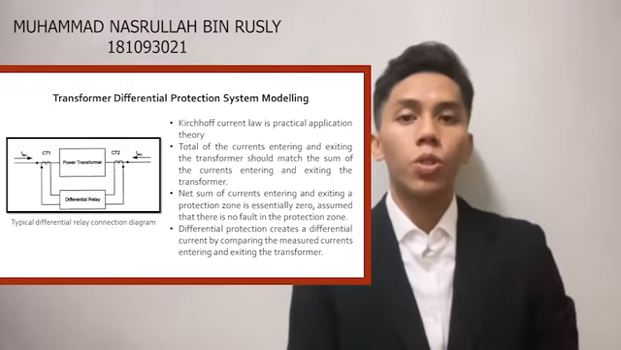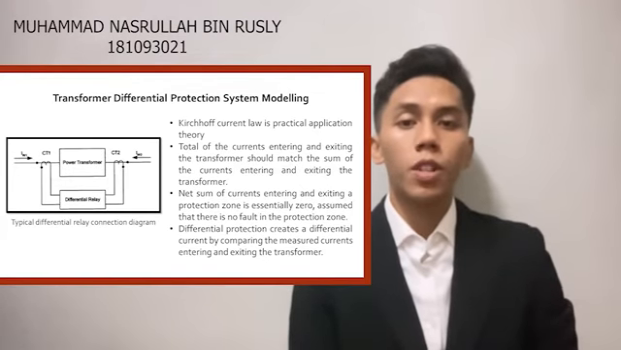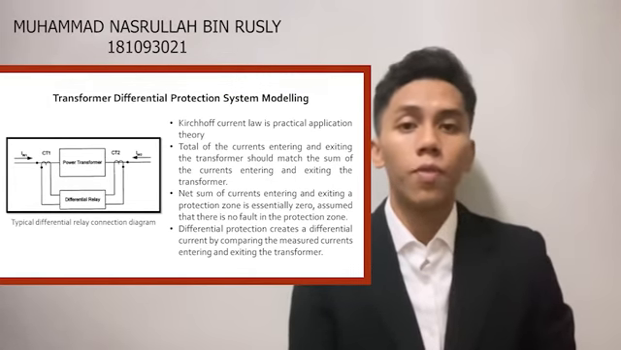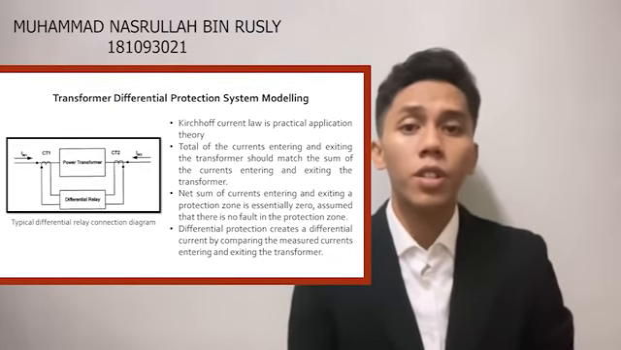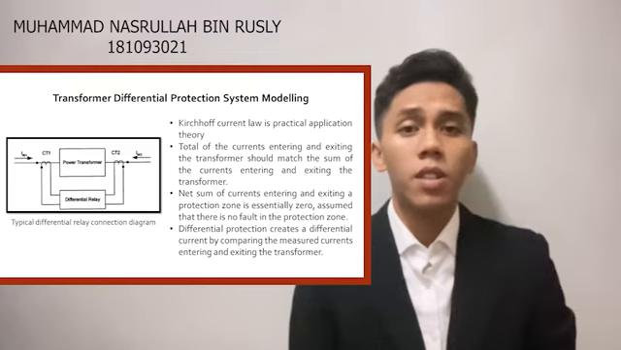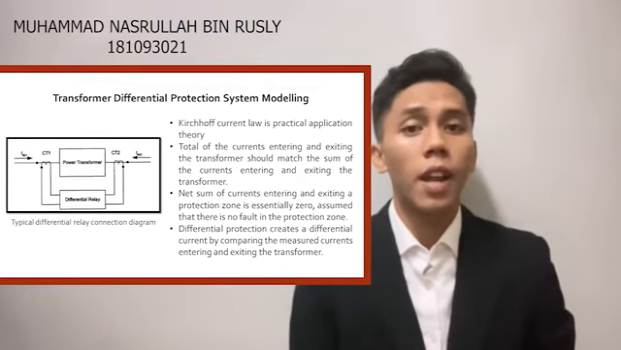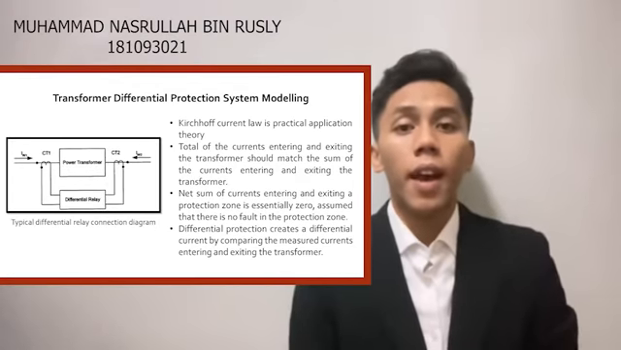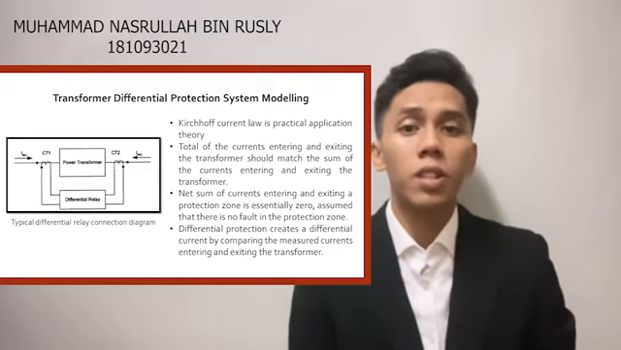Now I would like to continue to the next part of this presentation, which is the transformer differential protection system modeling. So, without further ado, let's take a look at figure 1, which shows a typical differential relay connection diagram. Power transformer differential relay inrush is commonly used and is the most reliable technique in power system protection. Differential protection is a fast, selective method of protection against short circuits in transformers, and is the standard protection used by the transmission company to protect the transformer.